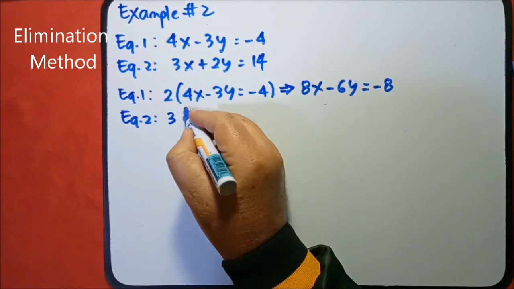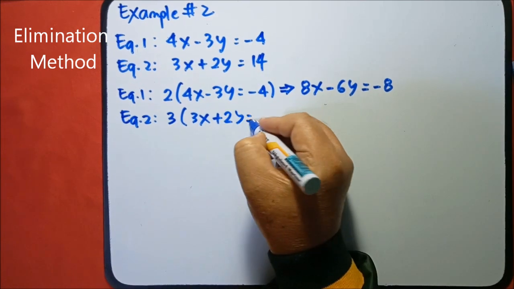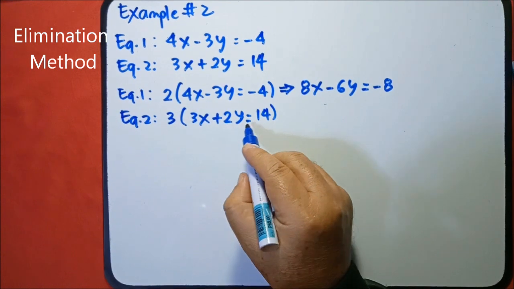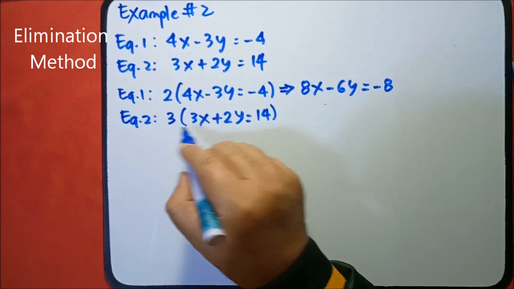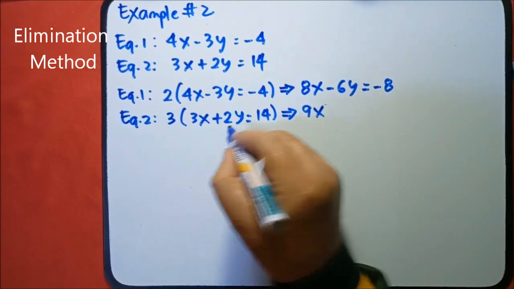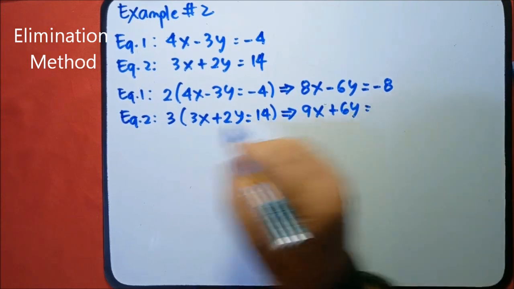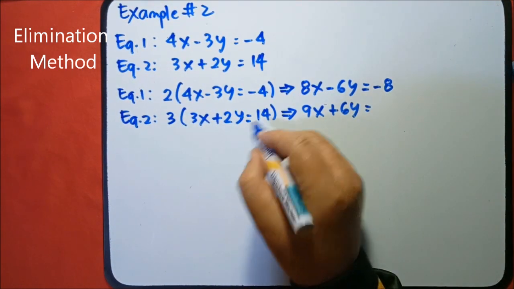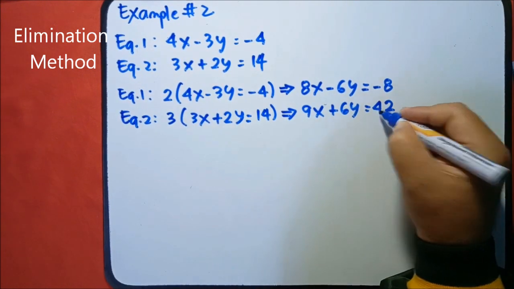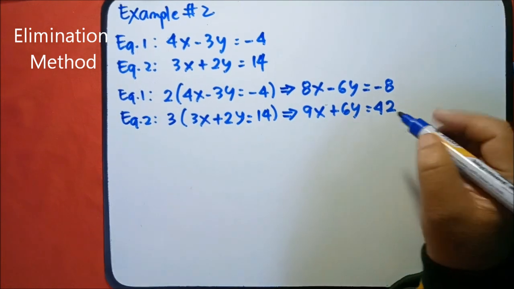So, nagmumultiply ako ngayon ng 3. 3x plus 2y is equals to 14. Ito yung equation 2 natin. I-multiply natin ng 3. Anong magiging outcome? 3 times 3 is 9x. 3 times 2 is positive 6y. Yun, pwede na natin i-cancel out mamaya. Then 3 times 14 will become what? 3 times 4 is 12. Then 42. Tama? Okay, tama. Positive, positive.